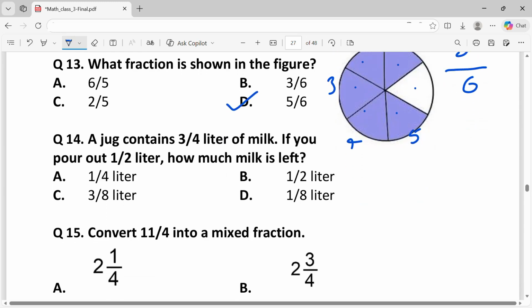Question 14. A jug contains 3 by 4 liters of milk. If you pour out 1 by 2 liters, how much milk is left?